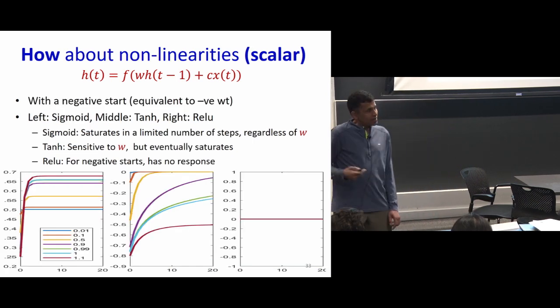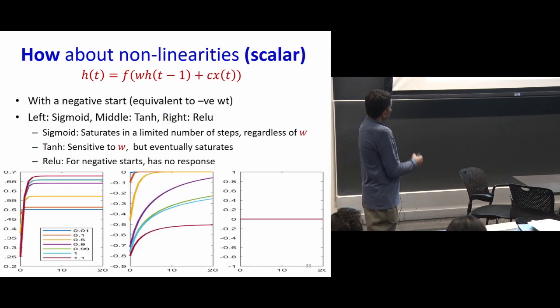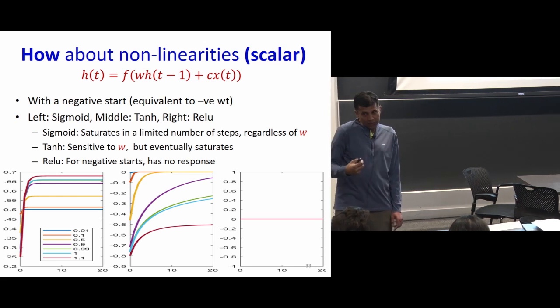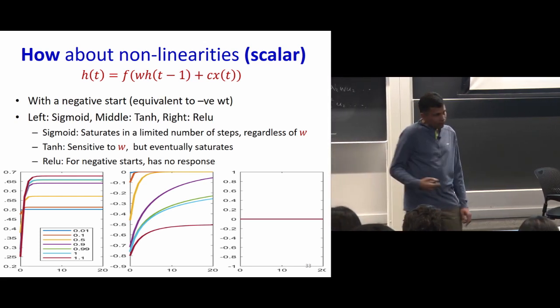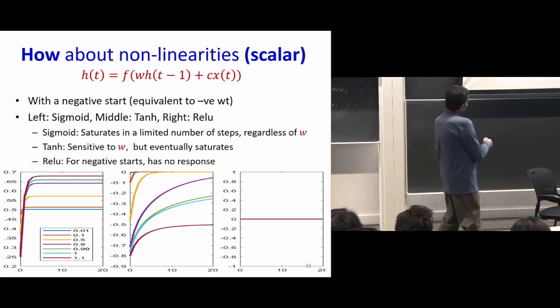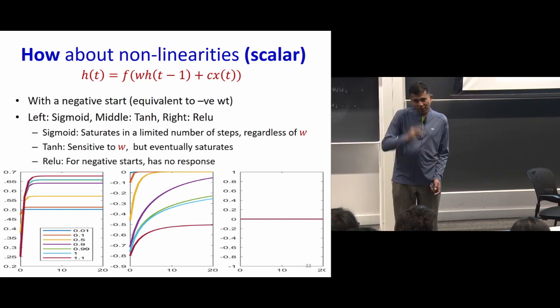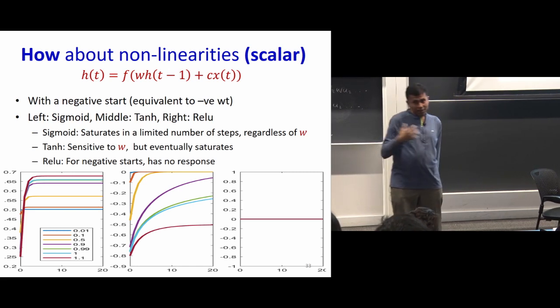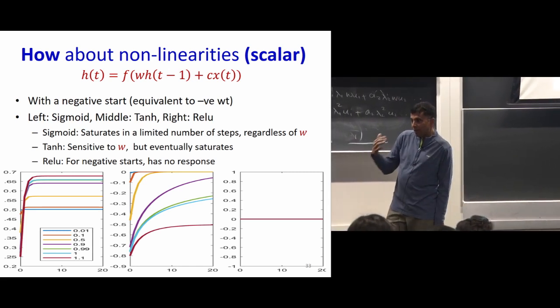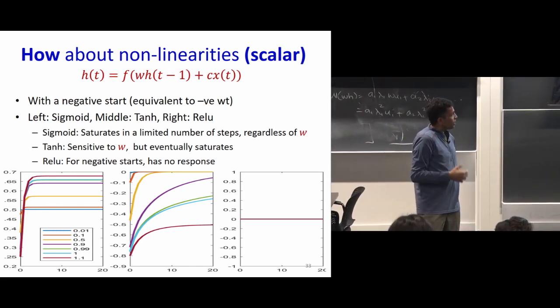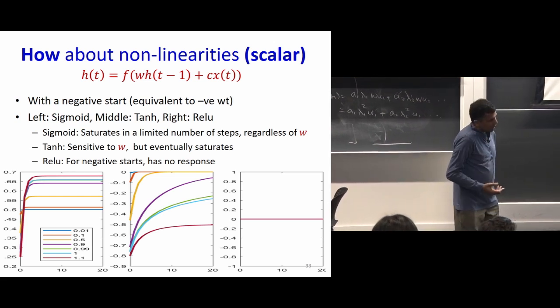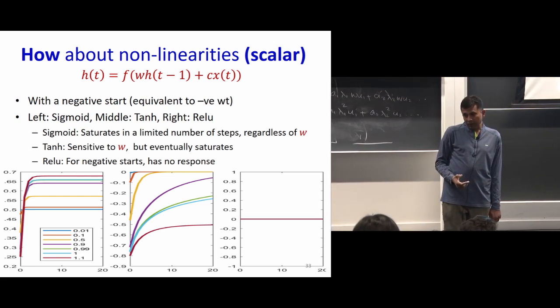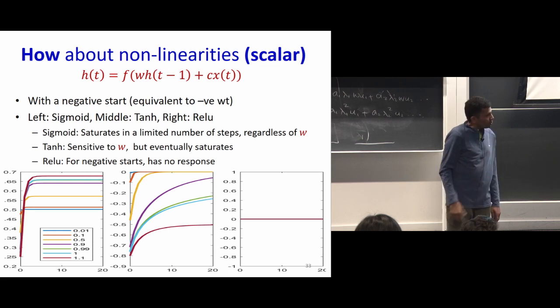Same thing. Here now, instead of starting at plus 1, I'm starting at minus 1, the weights are positive. And look at what happens for a sigmoid. Same thing. Two steps and then it just saturates, right? What happens with the TANH? The same behavior as we saw before. But then observe that if the weight is very small, if the weight is 0, the thing saturates very quickly anyway, even for the case of a TANH. You want the weights to be close to 1.